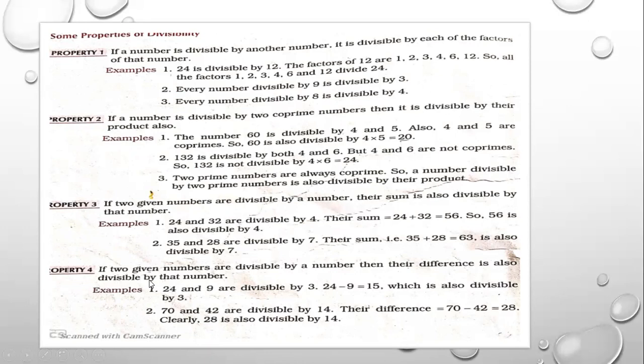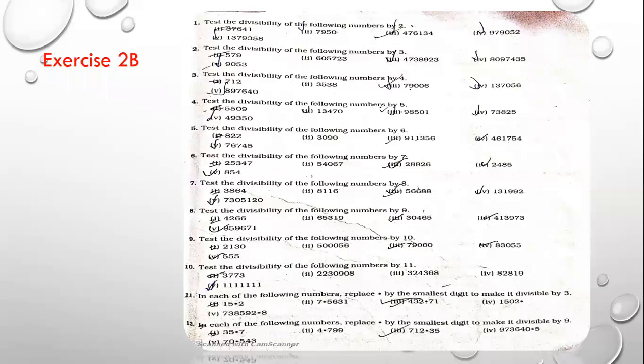Next property is, if two given numbers are divisible by a number, then their difference is also divisible by that number. So the two numbers here are 24 and 9, which are divisible by 3. If you take the difference of these two numbers, we get 15. So 15 is also divisible by 3. Next, based on the above discussion of tests of divisibility, this is exercise 2B.